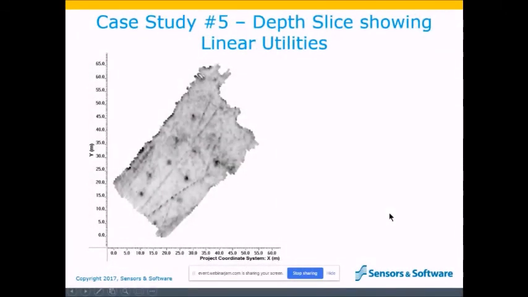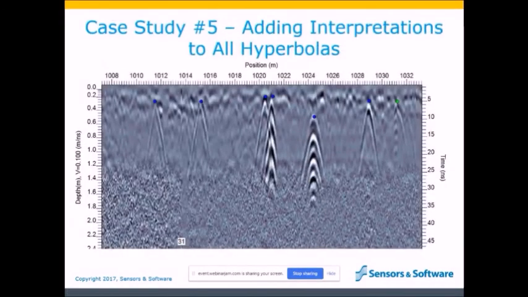Here is one of the key depth slices showing several utilities. Just to ensure that they found everything they could, they went through the GPR lines and added interpretations to all the hyperbolas in the data. They had different colored dots depending on the depth and character of the hyperbola. They used blue for hyperbolas that they thought were utilities. They used green for ringing hyperbolas that they thought were just pieces of metal debris. And they used brown dots for hyperbolas that they thought were caused by tree roots because there were lots of trees in the area.